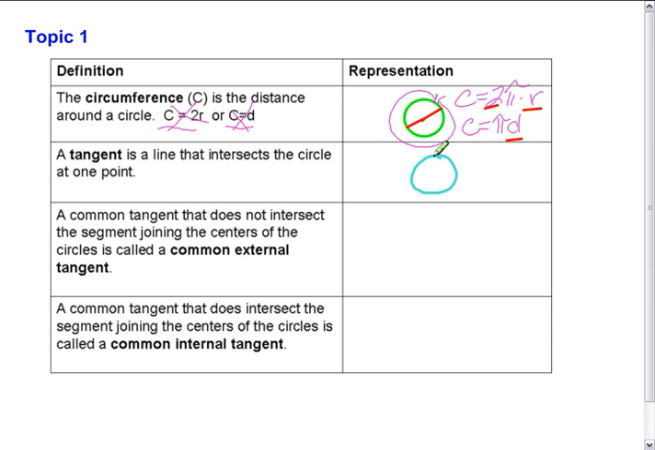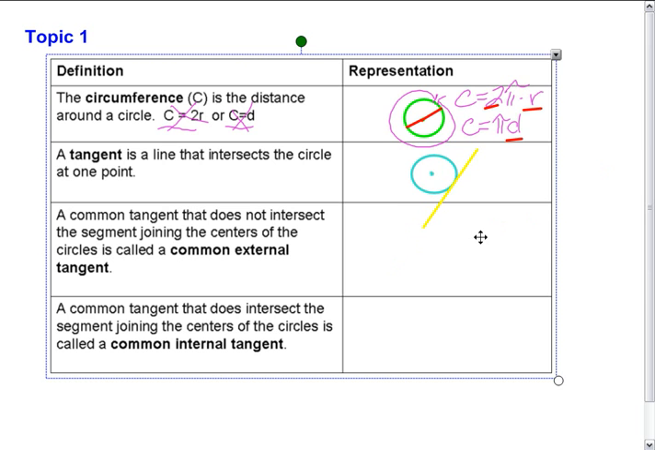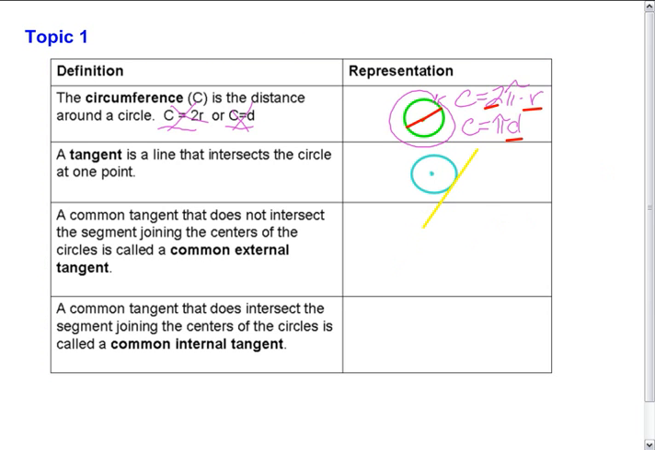Next, we have another circle, another center, and a tangent is a line that intersects the circle at only one point. So a tangent intersects the circle once. I need to change that a little bit. Okay, there we go. At this point, it's now touching the circle only once. Only right here, one little point, does that tangent line touch the circle.